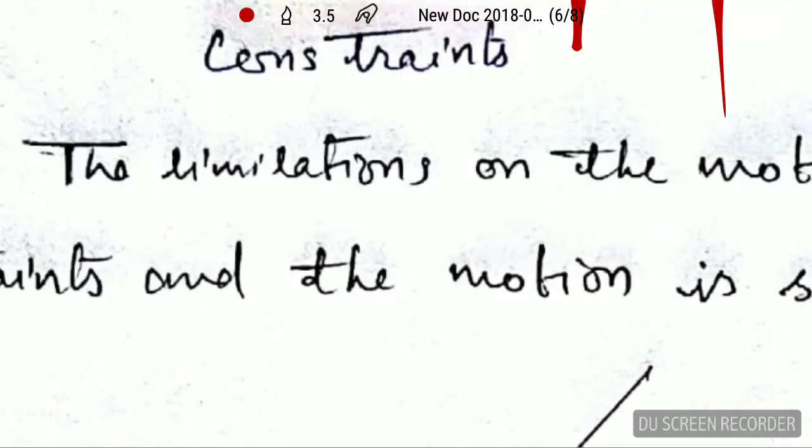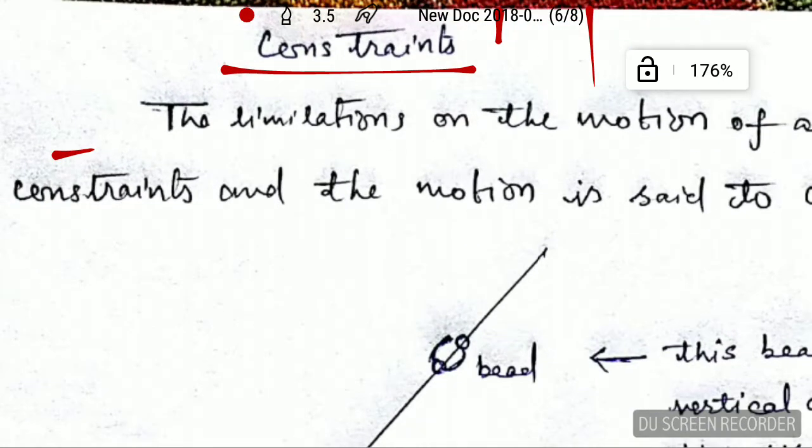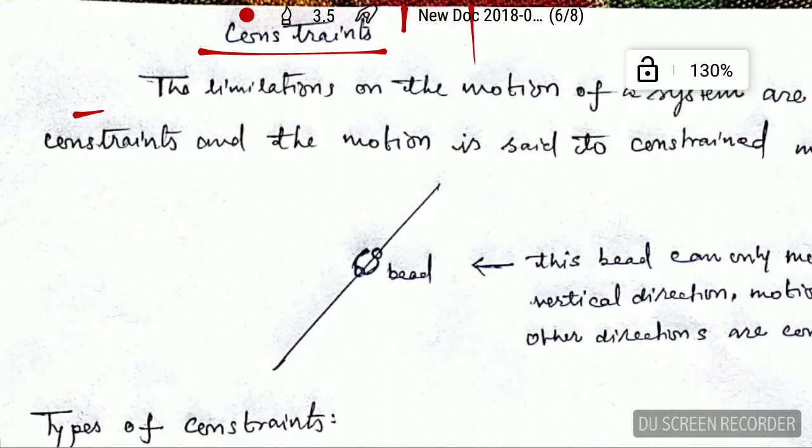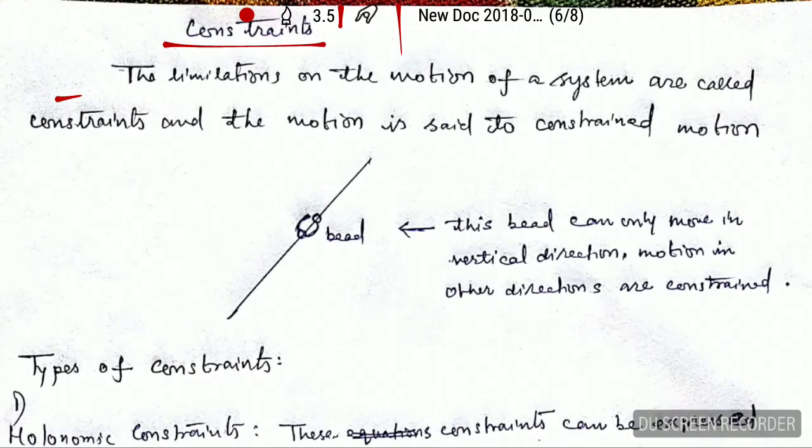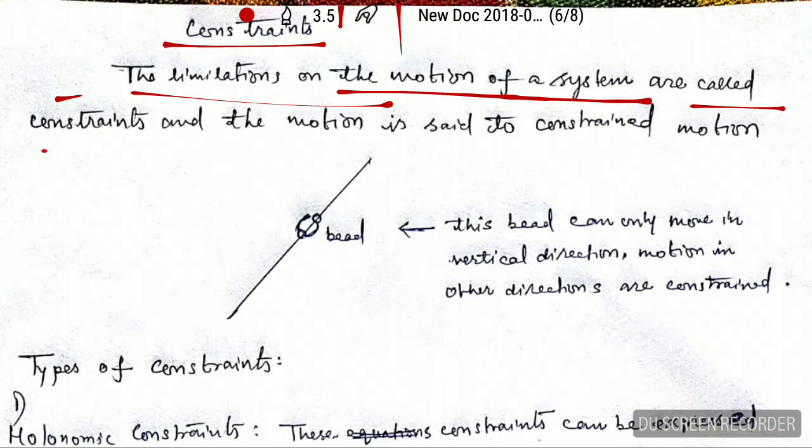Today in this video lecture we will learn about the constraints. The constraints are quite important in classical mechanics and also for the students of physics, MSc physics. Now, let's read what we mean by constraints. The limitations on the system, the limitations on the motion of the system are called constraints, and the motion is said to be constrained motion. So let me explain.